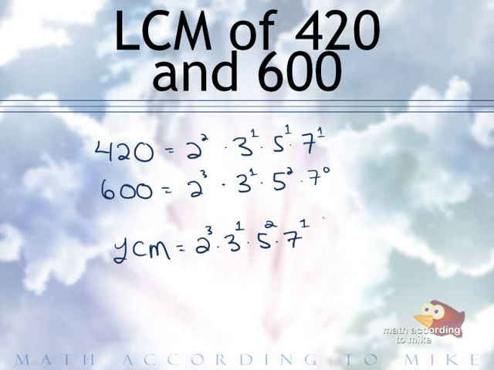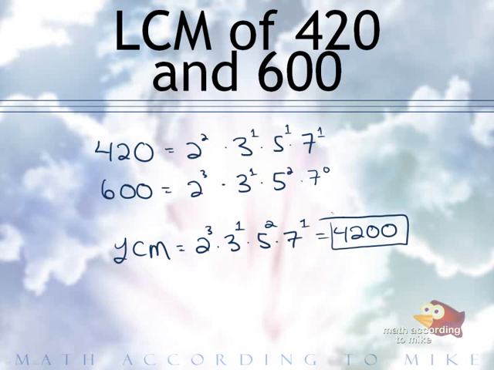2 cubed times 3 to the first times 5 squared times 7 is 4,200. So this is the small number that 420 and 600 both divide into. That's what an LCM is.